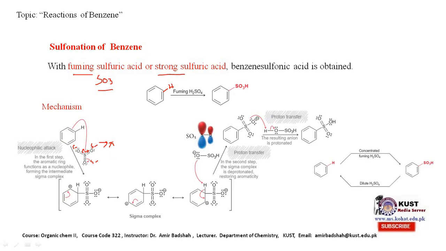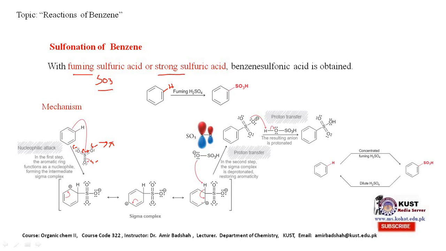And then what happens here, a sigma complex is formed. A sigma complex is one in which there is a proper sigma bond between the carbon of the ring and that of the electrophile. And when this sigma bond is formed between the electrophile and the ring, on the adjacent carbon a positive charge will appear, and this positive charge is further delocalized over the whole ring through resonance.